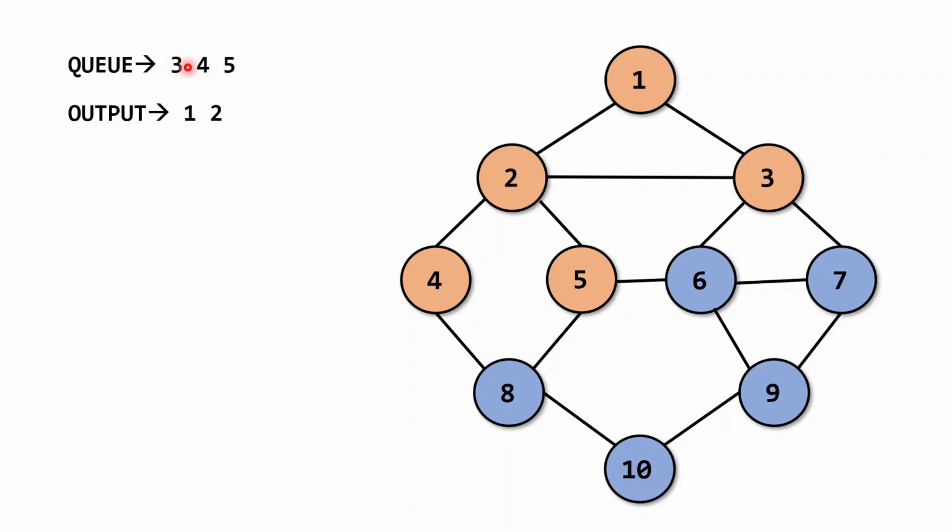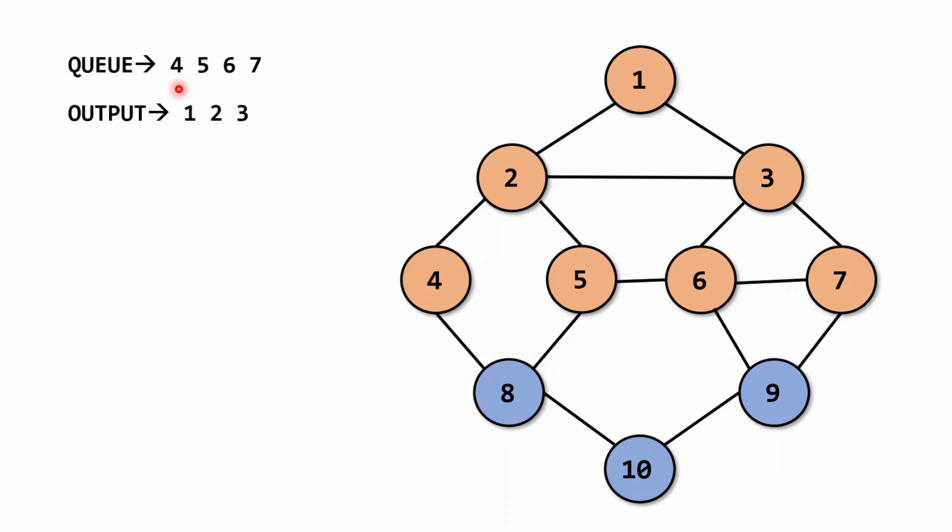on this vertex 3. For 3, the adjacent vertices are 1, 2, 6 and 7, but 1 and 2 are already visited, so we have to check only for 6 and 7. So I will put these vertices in the queue and mark them as visited like this. So we have 3, 4, 5, 6, 7 in the queue, and our output is 1 and 2 at this point. Now I will remove this 3 from the queue and put it in the output like this.